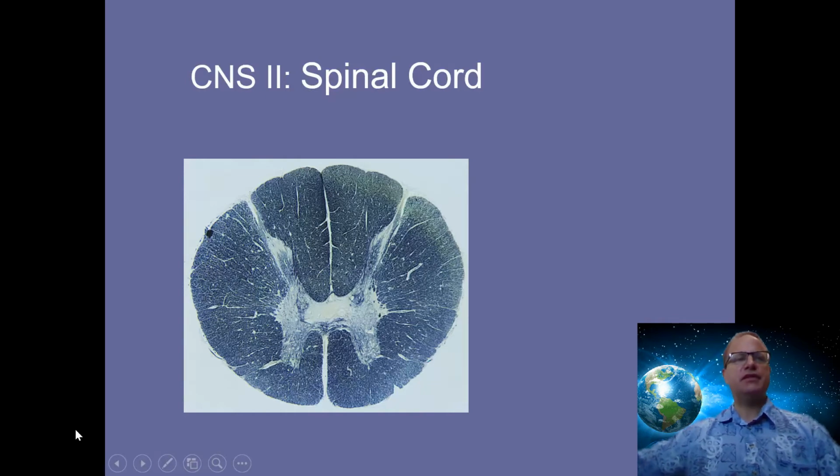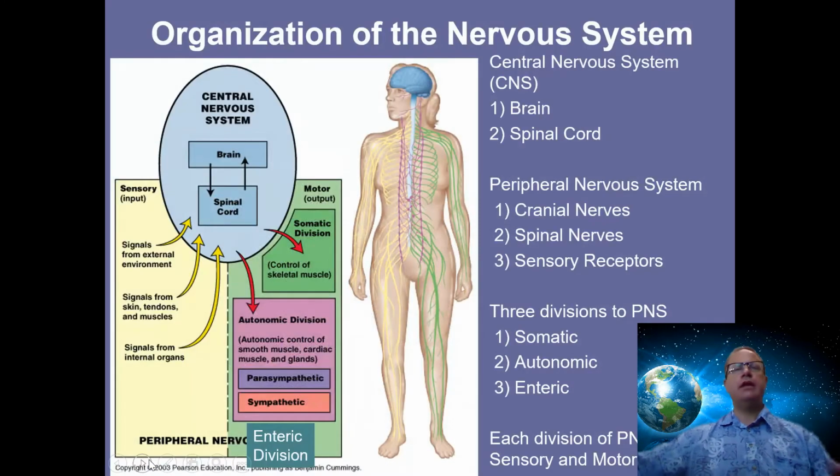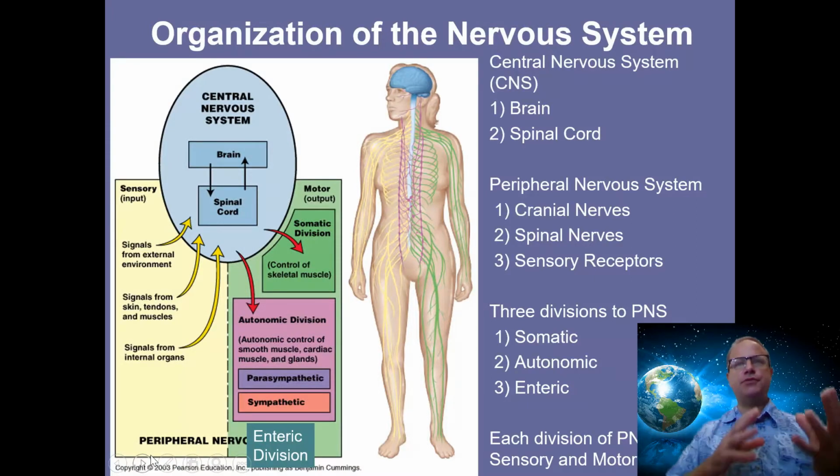This is Ross Langston, and here we're with our second lecture on the central nervous system. This lecture is going to look at the spinal cord. Just remember that the spinal cord is part of the central nervous system, one of two major areas of the nervous system that we have. The central nervous system consists of the brain and spinal cord.